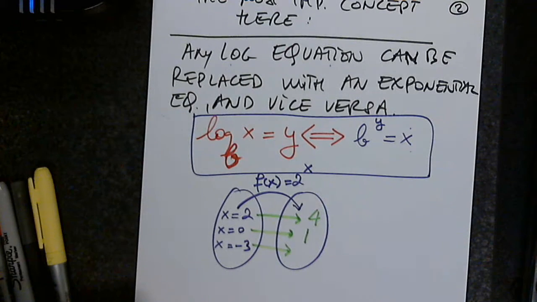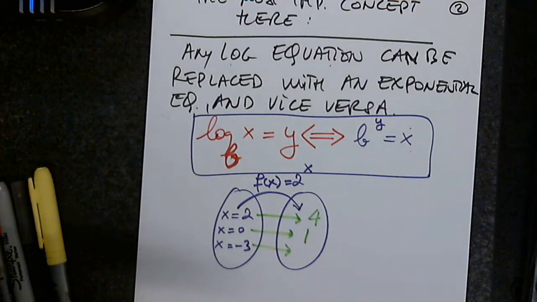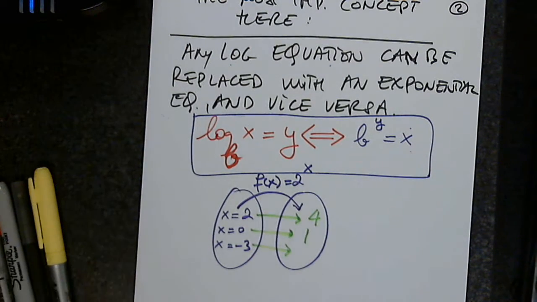2 raised to -3 is? 8. No. Then what is 2 to the third? If 2 to the third is 8, then what is 2 to the -3? 1/8. Excellent.